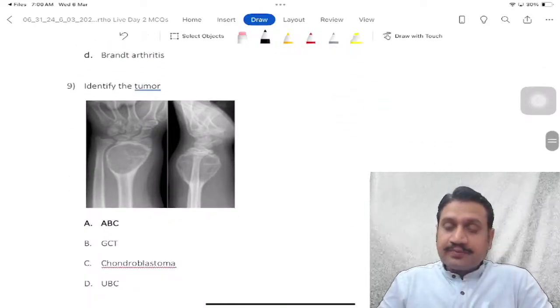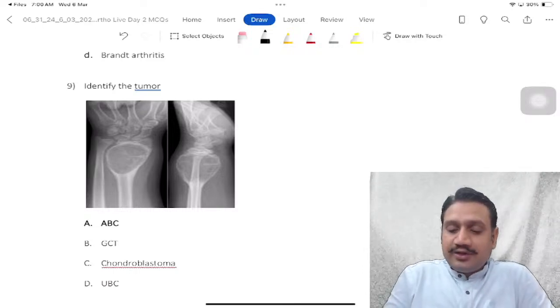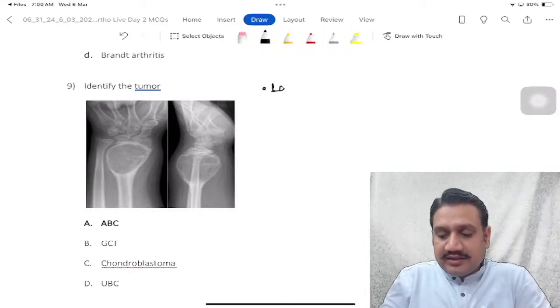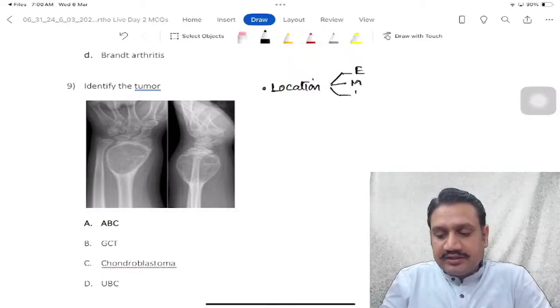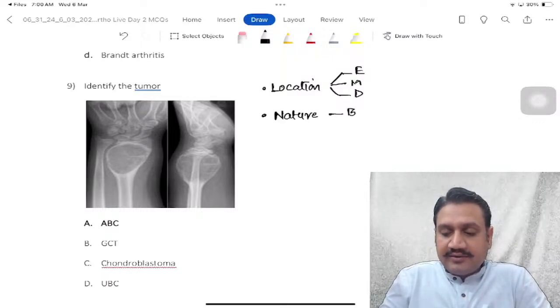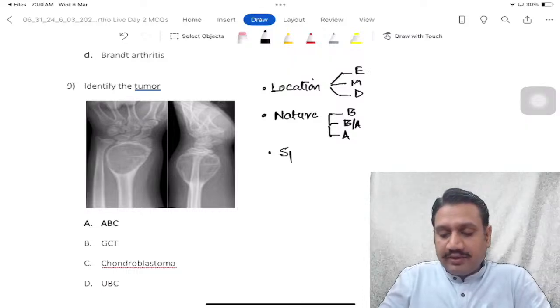Identify this tumor. In the tumor, what was the basic principle to go ahead with the tumor part? So we know that in tumor, we have to go in three steps. The first thing to be always, always seen is the location of the lesion, whether it is epiphyseal, metaphyseal, or diaphyseal. The second thing to be seen is its nature, whether the lesion is benign aggressive, or it is purely aggressive, that is malignant. And then third would be if you are able to see any special feature. Can you see any special feature?